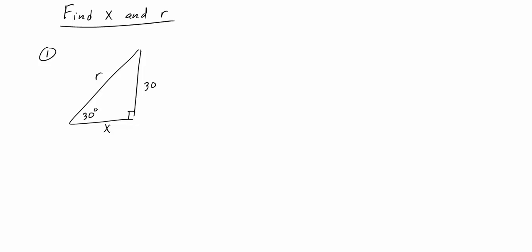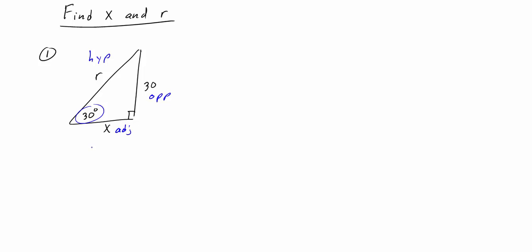At this point, it really doesn't matter which one we solve for first, but I'm going to go ahead and solve for x. If we're looking at the 30-degree angle here, then we know that x is the adjacent side, the 30 over here would be the opposite, and the r would be the hypotenuse. So if we're going to solve for x, then if we think of our trig functions, normally we're looking at opposite and adjacent.